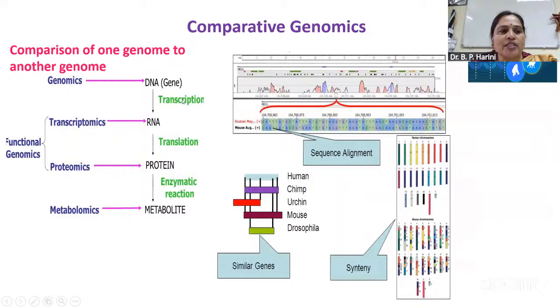Then comparative genomics is the comparison of one genome to another genome. Again, here it includes genomics followed by transcriptomics and proteomics. Here it is functional genomics which operates on transcriptomics and proteomics, and ultimately it ends up with metabolomics, wherein transcription followed by translation and enzymatic reactions are most important to have the metabolites. So here the one-to-one comparison will be easier, right from humans, chimps, urchins, and mouse or Drosophila.